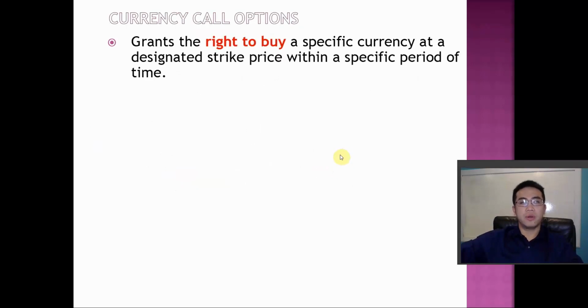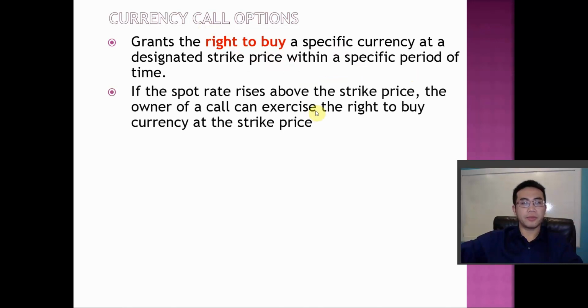Now let's talk about the two options we have. We have a call option, which grants the right to buy a specific currency at a designated strike price within a specific period of time. So first of all, call option is the right to buy the assets at a specified strike price. And you will face two situations if you are a call option buyer. Either the spot rate before the option expires goes above the strike price, then the owner or the buyer of the call option will choose to exercise the right to buy the currency at the strike price.